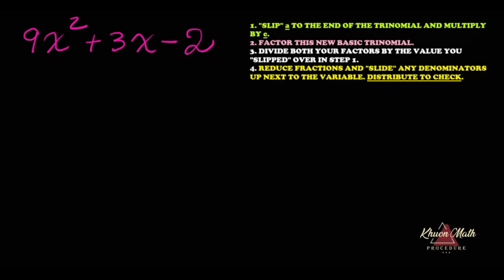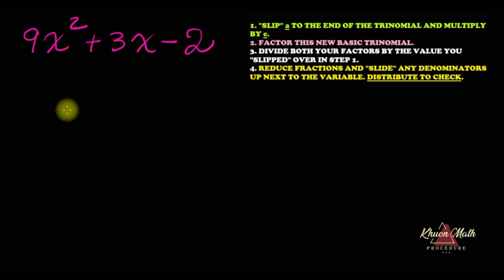Let's take a look at another trinomial where the leading coefficient is greater than 1. So here we have 9x squared plus 3x minus 2. And we're going to factor this using the slip and slide method. And we have a procedure of how to do that. And here's the procedure. So step number 1.